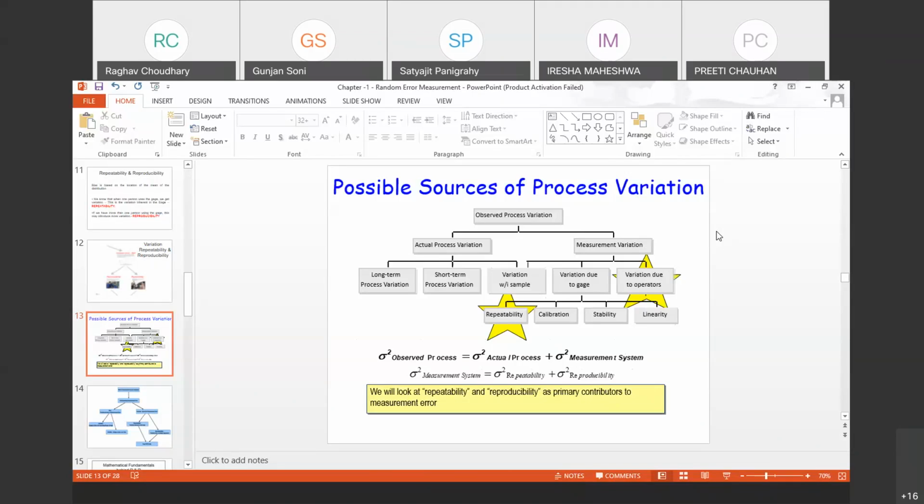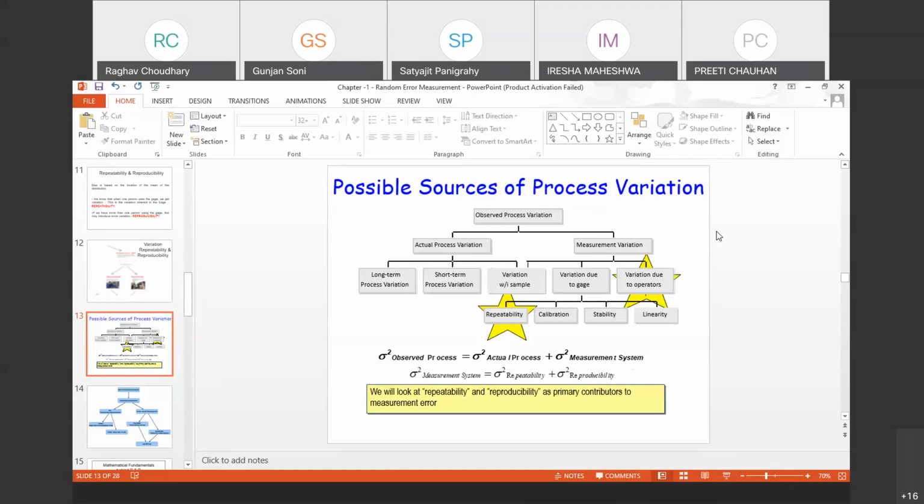Then you have variation due to gauge and variation due to operators. Variation due to gauge can further be classified as repeatability, while the measure of the variation due to operators is reproducibility. So repeatability, calibration, stability, and linearity are all attributed to the variation due to gauge. Repeatability means there's a problem with the machine measurement unit itself, so the repeatability is suffering.